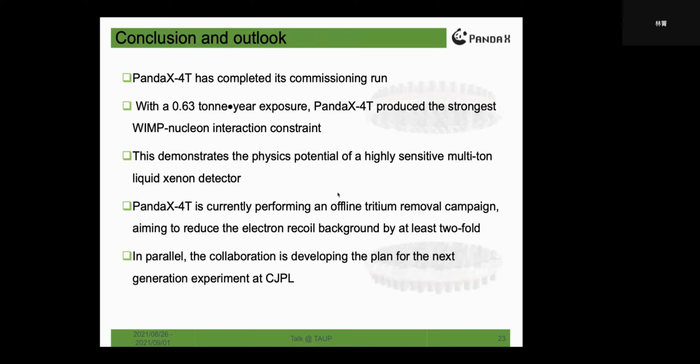Also in parallel, the collaboration is developing the plan for the next generation multi-10-ton experiment at the CJPL as well. So that's all for my talk today.